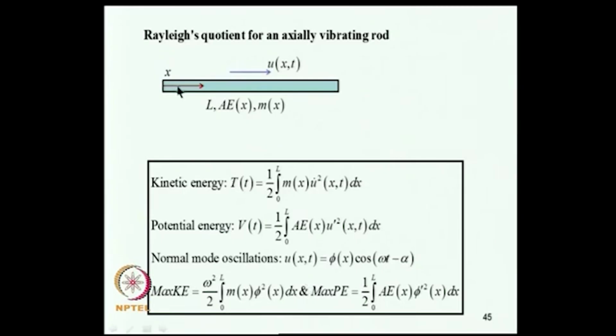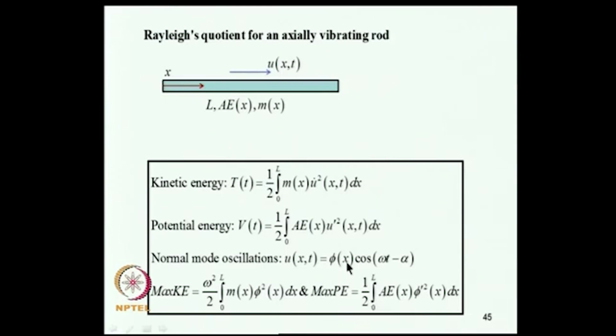Now, let me consider this axially vibrating bar. U of x comma t is the axial displacement, L is the span, EA is the axial rigidity, m of x is the mass per unit length. So, we have derived these expressions for kinetic energy and potential energy, which is strain energy. Again, in normal mode oscillations, all points on the structure vibrate harmonically at the same frequency, and phi of x is now the eigenfunction, which is not known.